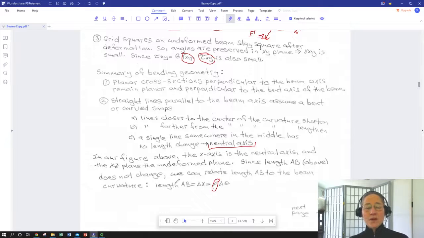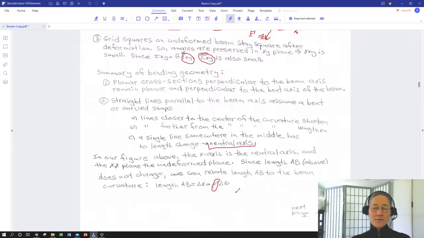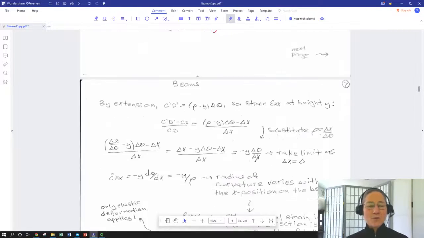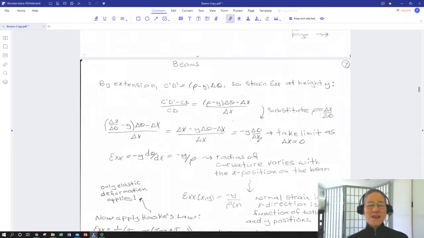So we're going to count on the fact that we can measure the length AB, and if it's the neutral axis, it started as delta x and it's going to end as delta x. But that delta x also can be defined as the radius of curvature times our delta theta angle. Basically, S, arc length, is equal to r theta, same deal. Okay, let's talk about strain.